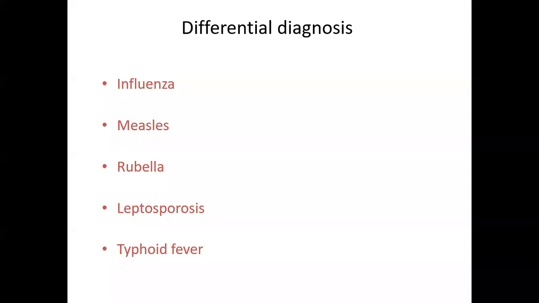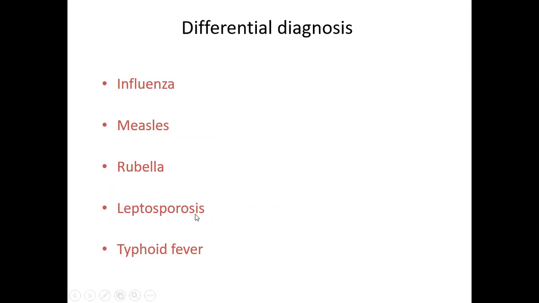The differential diagnosis of dengue hemorrhagic fever: these are the conditions which must be differentiated from dengue virus infection. These are typhoid fever, malaria, measles, and influenza. All of these are among the differential diagnoses of dengue virus infection.